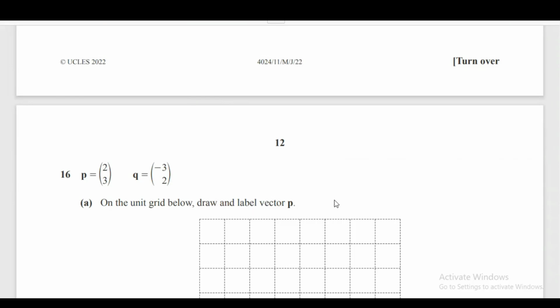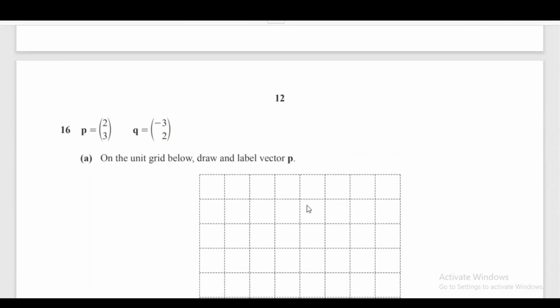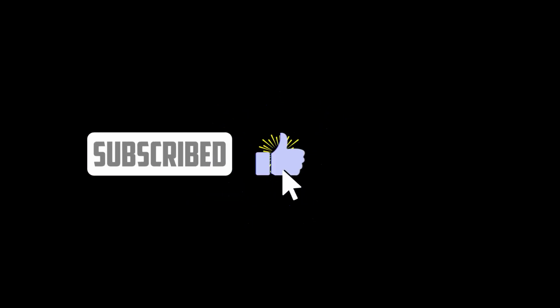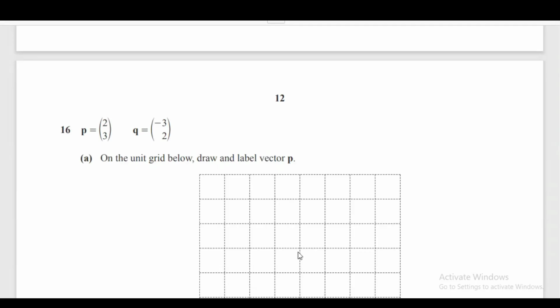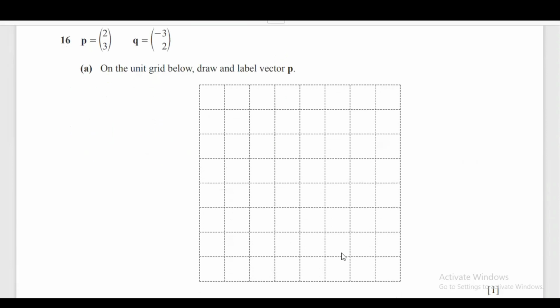So first, you should remember, no need to draw the x-axis or y-axis when you are going to represent vectors on a graph. And second thing is, you have to select the starting point on the graph first. But before starting, you should know where vector p is. So vector p is given, which is (2, 3). Vector p is (2, 3).